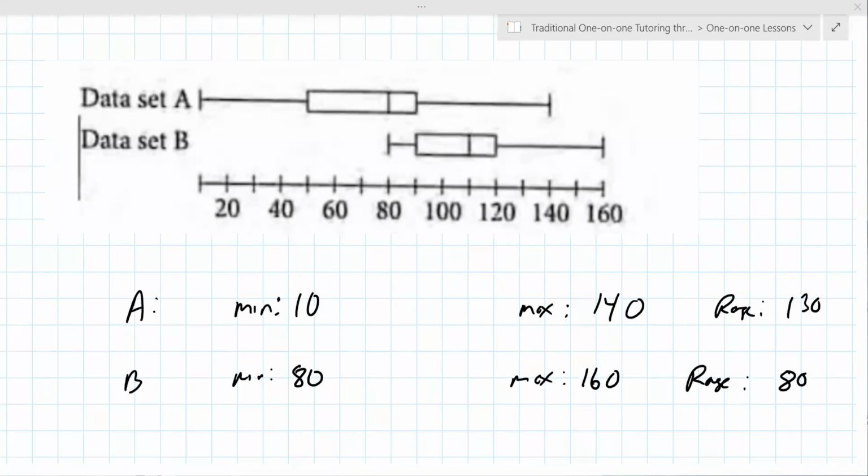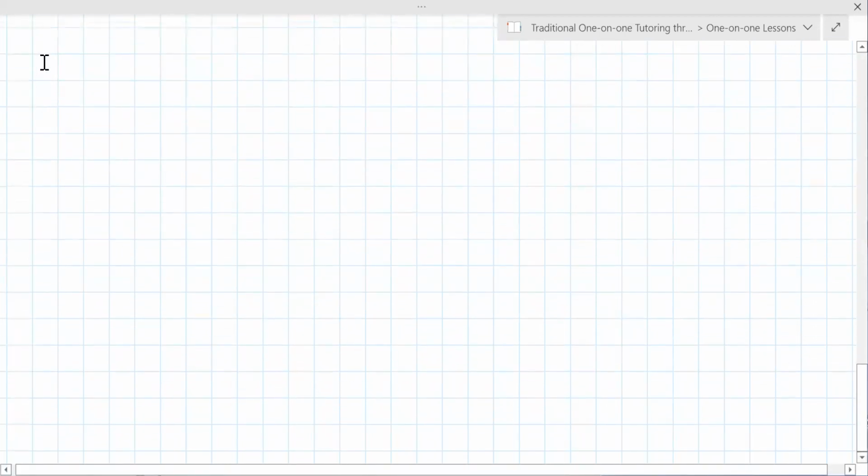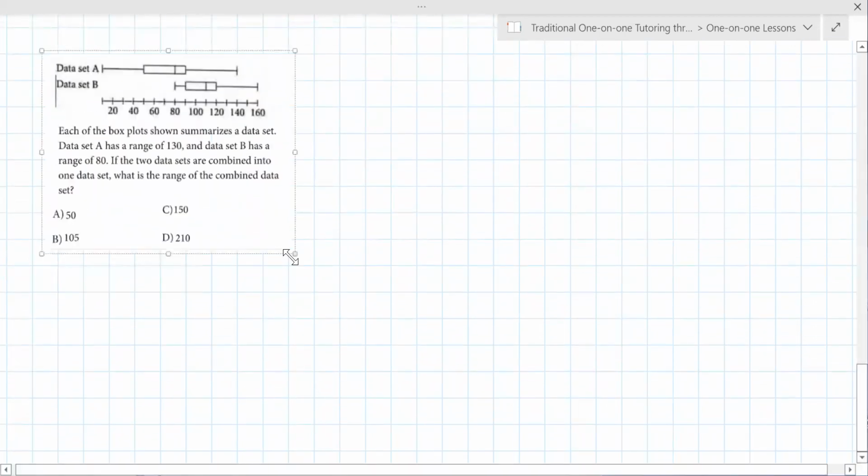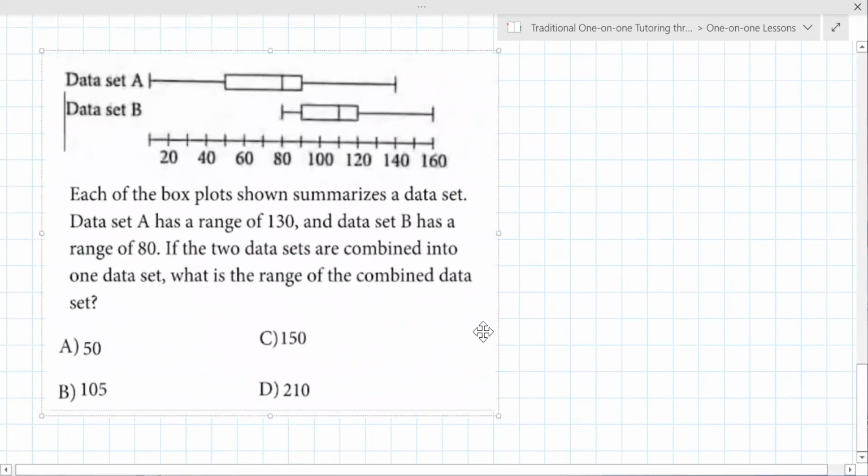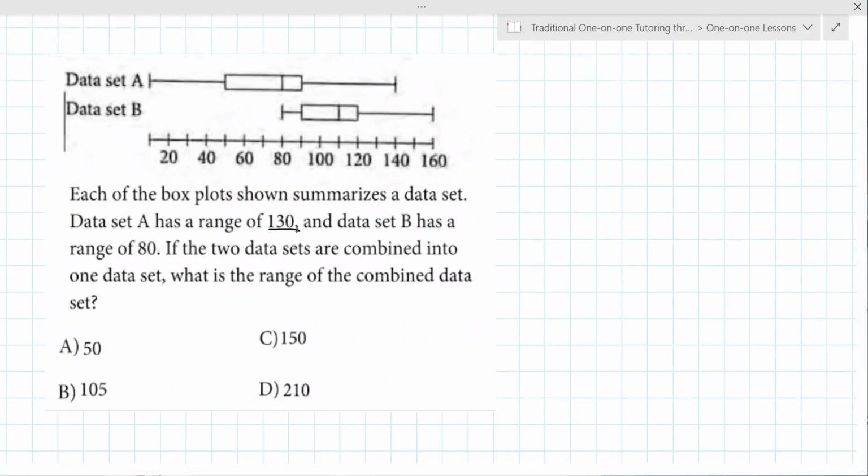simple as that. It may ask for something more sophisticated. So let's take a look here. I'll snip the whole question in here. Okay, it says each of the box plots shown summarizes a data set. Data set A has a range of 130 and data set B has a range of 80. We just calculated that. If the two sets are combined into one data set, what is the range of the combined data set?